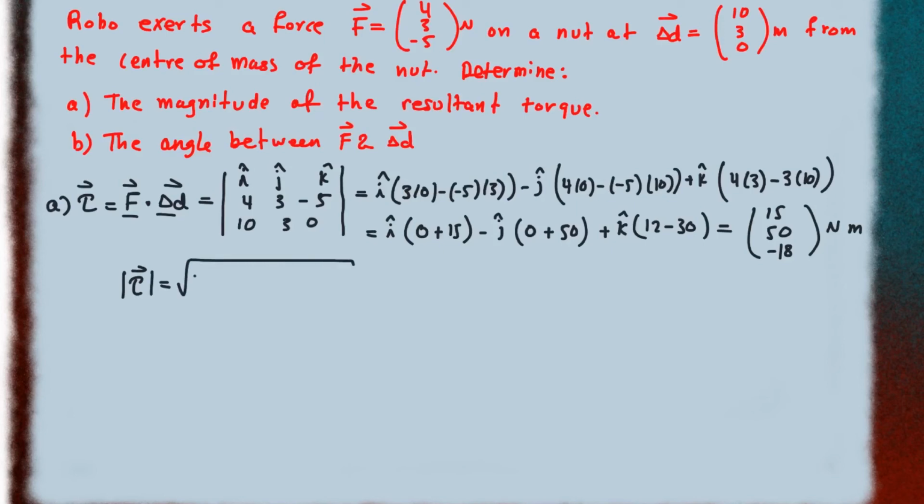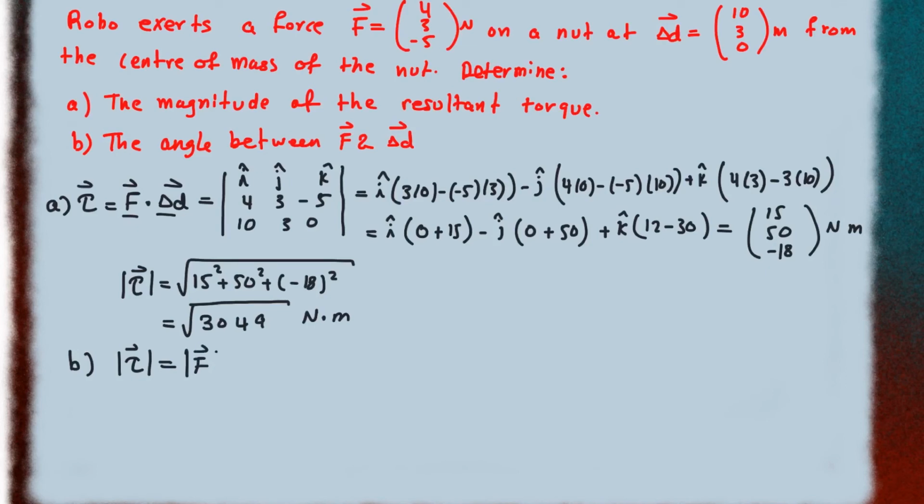To find the magnitude of the torque, we're going to take the root of the x component squared plus y component squared plus z component squared, and when we put everything together, we get root of 3049 Newton meters as our final answer. Now that we have the magnitude of the torque, we can use the cross product equation, saying that the magnitude is the magnitude of force times magnitude of displacement times sine of theta, and we can rearrange that for sine theta by dividing both sides by the magnitude of force and displacement.